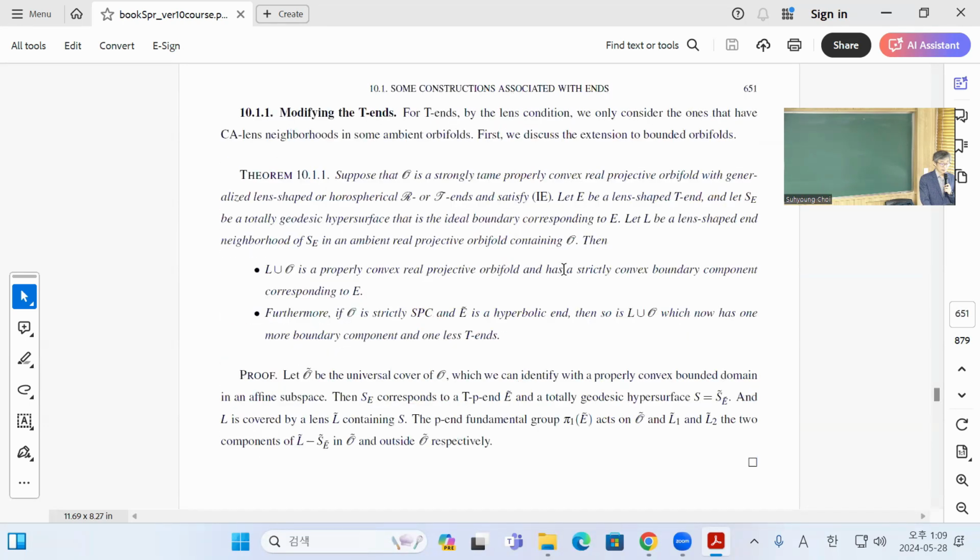So first of all, we will modify the T_N. So we have T_Ns and a lens-shaped T_N, and you can add these lenses and it will still be properly convex and have a strictly convex boundary component with respect to this component. And also, if it's strictly convex and E tilde is hyperbolic, and by hyperbolic end I mean that it has a word hyperbolic fundamental group, then the L union E will still have one more boundary component and one less T_N, and strictness will be preserved.